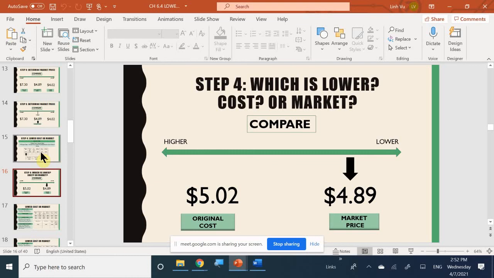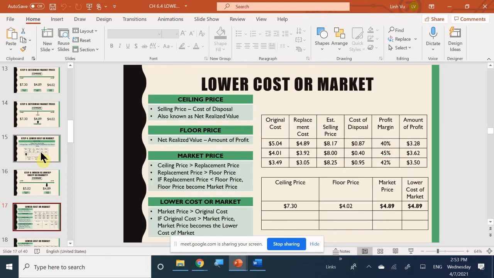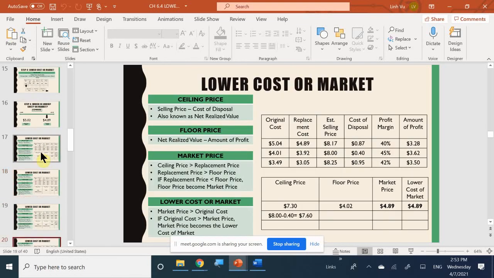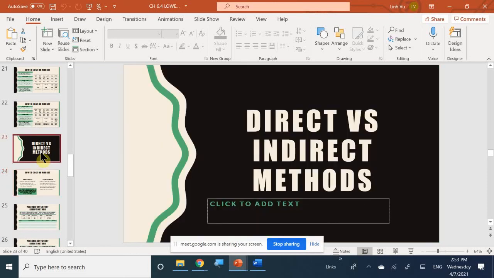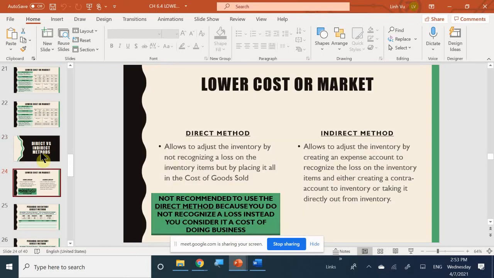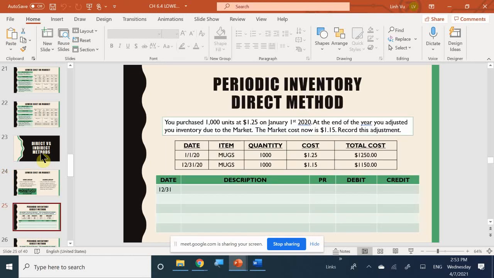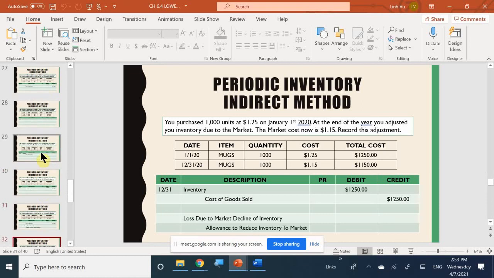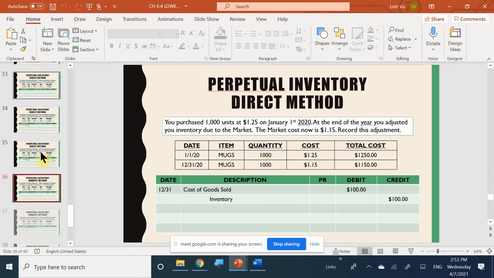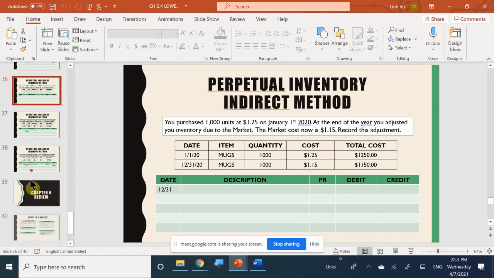Okay? Here are more examples. Again, we're going to go over an example in class, so we don't need to do that now. And of course, I'm not going to test you on how to journalize it. This is more extra information on what to do when you actually are in that position where you need to adjust your inventory. I'm not going to go over it just because I'm not testing you on it.